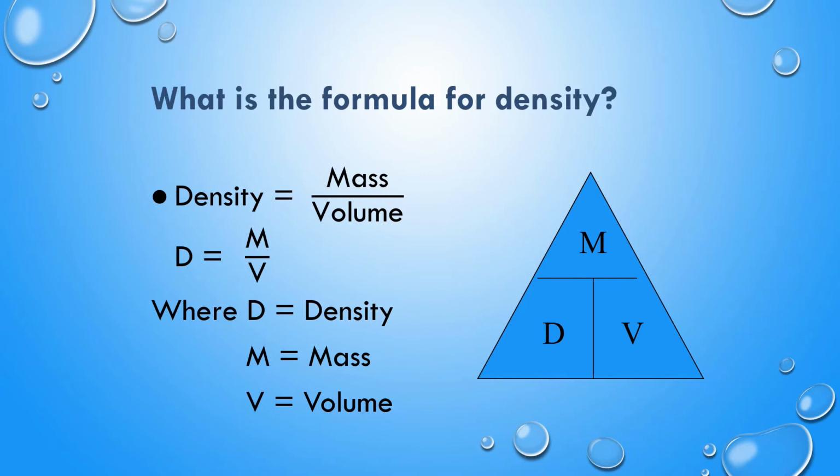What is the formula for density? A mathematical expression for density is that density is equal to mass over volume, abbreviated as D equals m over v, where D is the density, m is the mass, and v is the volume.